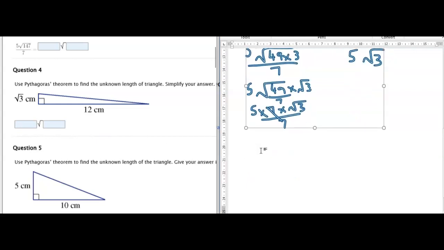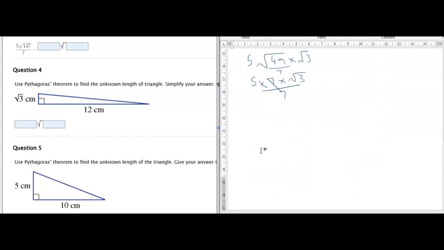Use Pythagoras' theorem to find the unknown length of the triangle. We've got our awesome triangle there. It's a right angle, clearly, with sides square root of 3 and 12. Pythagoras' theorem: a squared plus b squared equals c squared. That means c is equal to the square root of a squared plus b squared. Substituting in the values of a and b, it doesn't matter which one you call a and b, but c will always be the longest side.